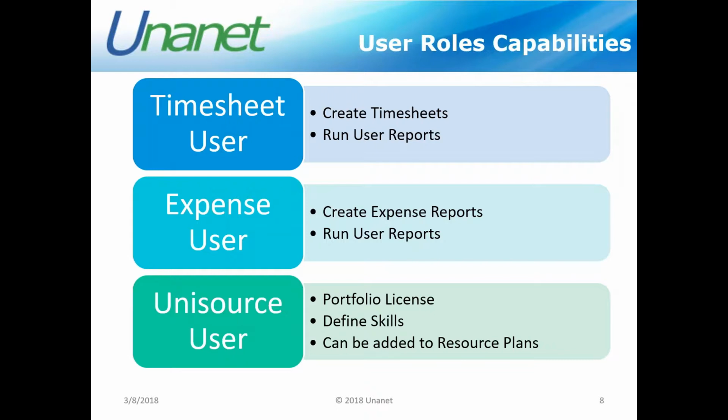Now, I kind of tried to put this in the order of what are the things most people would be using and sort of building out to the more complex roles. So typically, you're using Unanet. Most of the users are just timesheet users or expense users, or they may be both. And of course, the timesheet user is the role that allows them to create timesheets, and they can run their user reports, the user reports that are in regards to time that they may have entered, like a time detail, a summary report in regards to time.